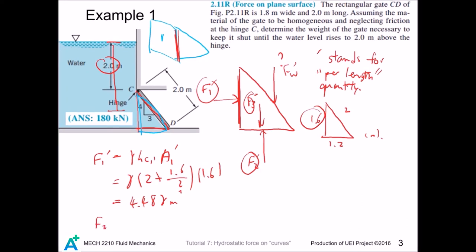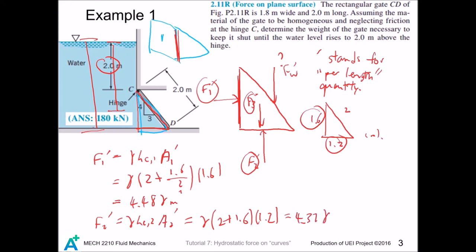Similarly for F2 prime, that is gamma HC2 A2 prime. And that is gamma. So what is HC2? HC2 is the depth of the tank, so that is 2 plus 1.6. And A2 prime is this length, and that is 1.2. And that is 4.32 gamma meter squared.